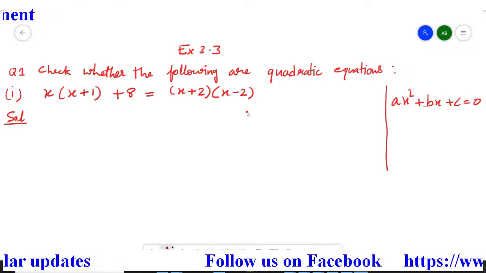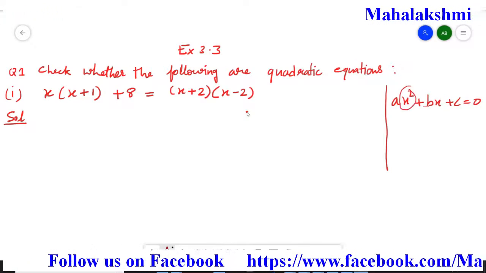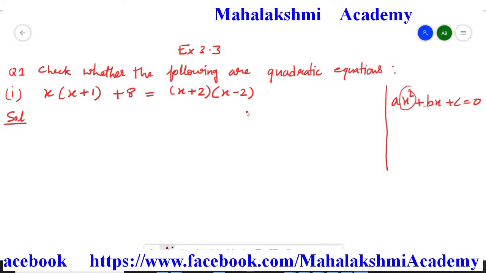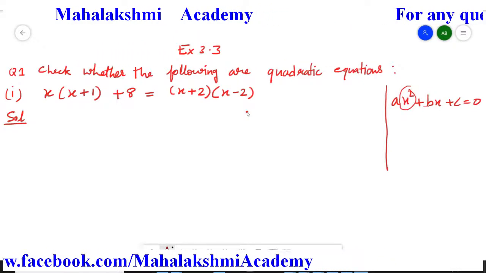So I hope it's clear to you. It's very necessary that we should have the x square term. If these two terms are missing, then also it's not a problem, but at least one term should be present with x square, not more than x square.